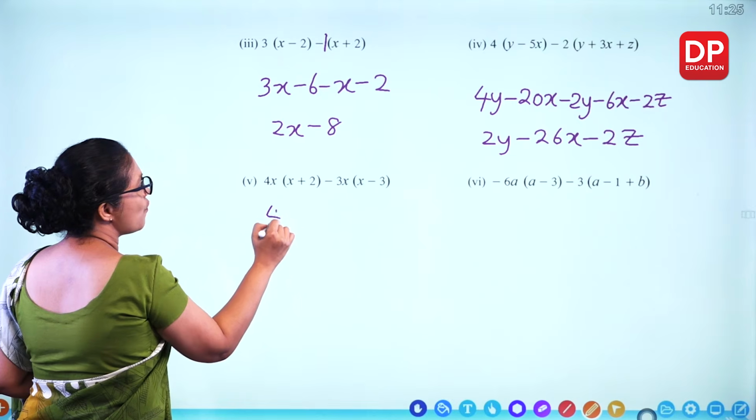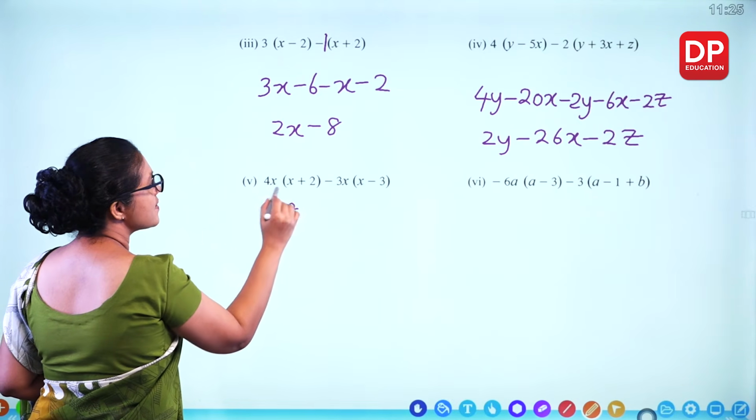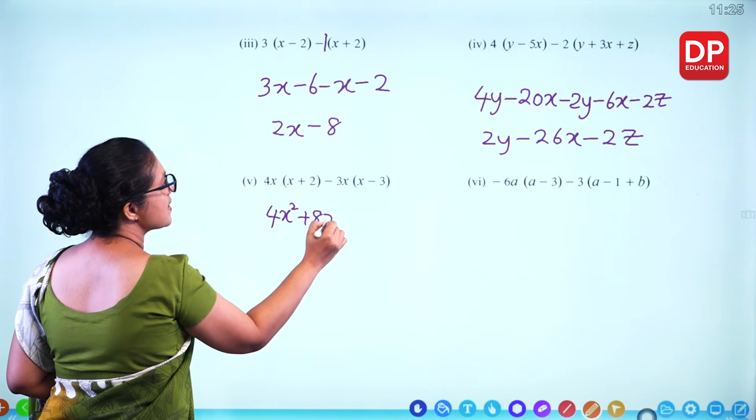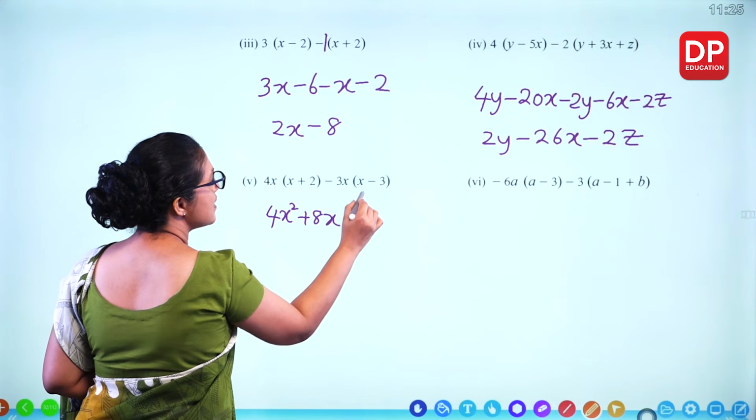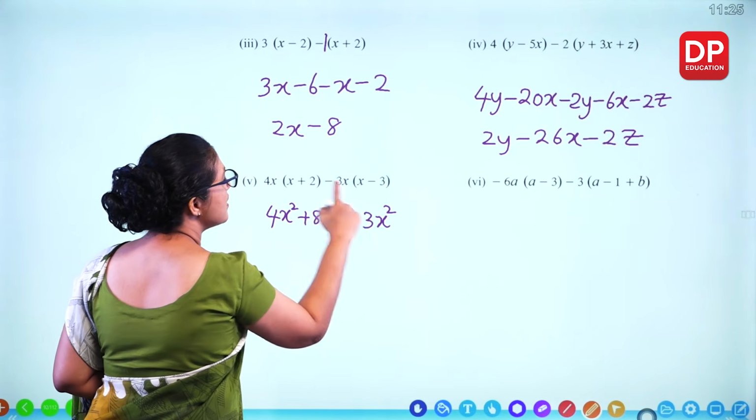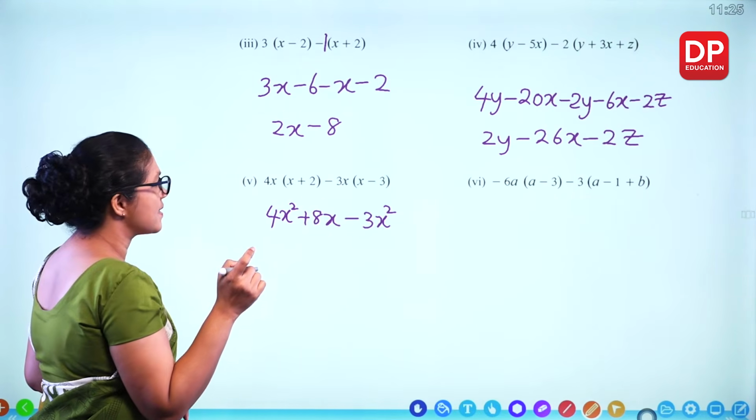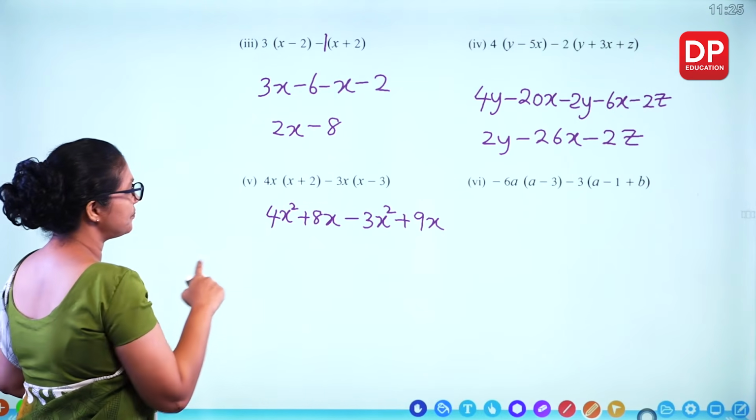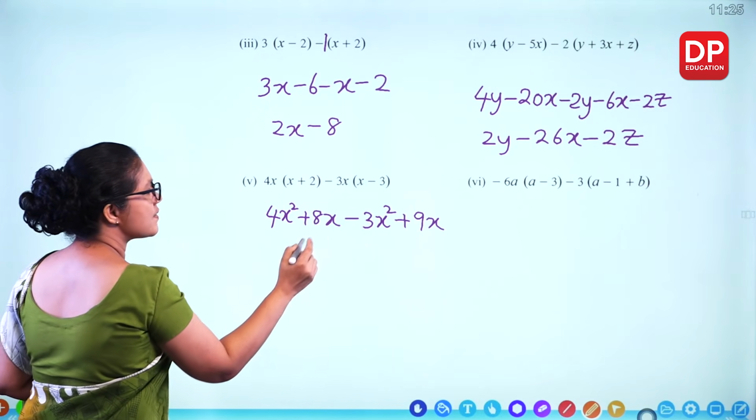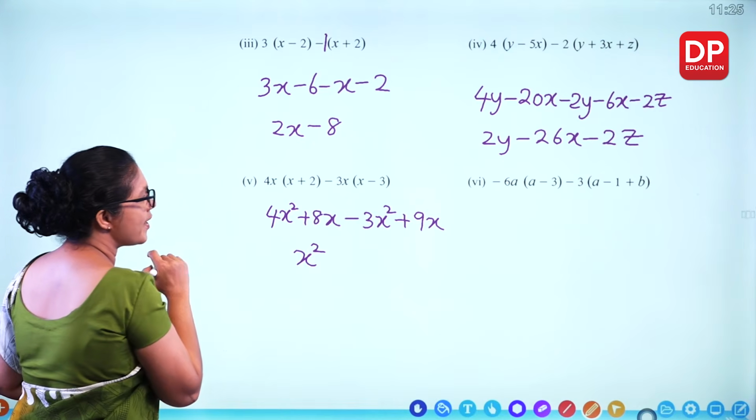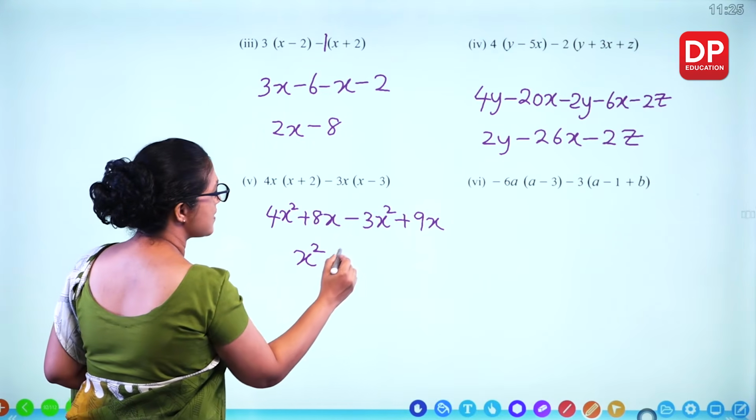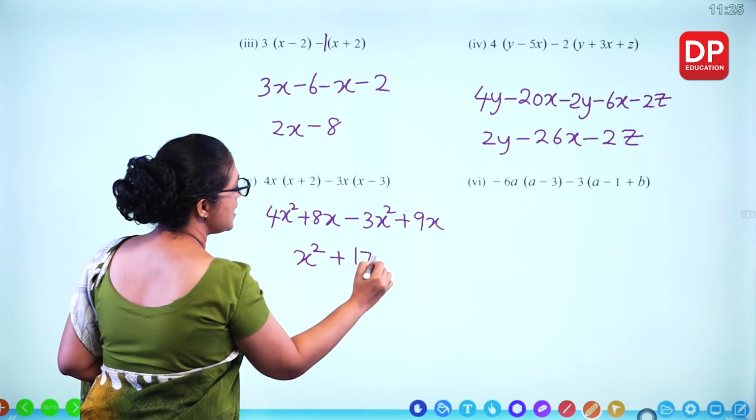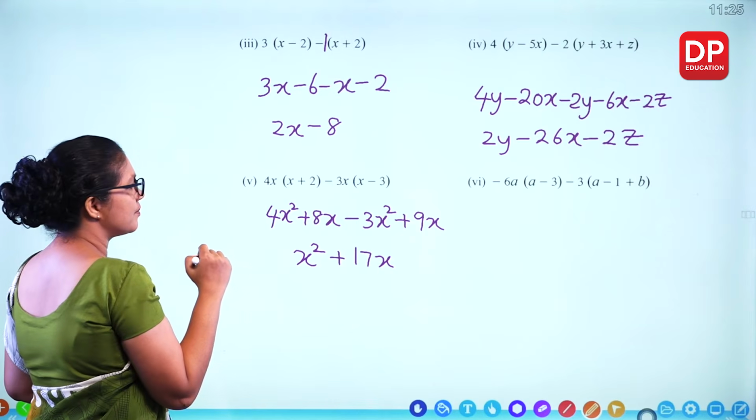4x into x, 4x squared. 4x into 2, 8x. Here minus 3x squared. Minus into minus plus. So you get 9x. 4x squared minus 3x squared, you get 1x squared or x squared. 8x plus 9x, 17x.